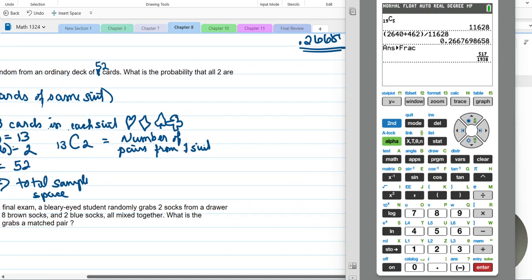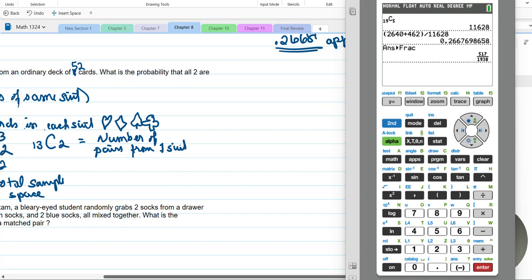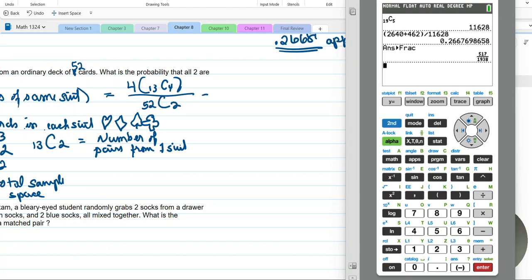All right. So now we're going to construct the problem. The probability. We're going to have 4 times 13 choose 2, because there's 4 suits in a deck of cards, over 52 choose 2. Okay, that's our problem. So we're going to do first the 13 choose 2. Sorry, I put 4 on there for some reason. There we go. And so I'm going to do that first.